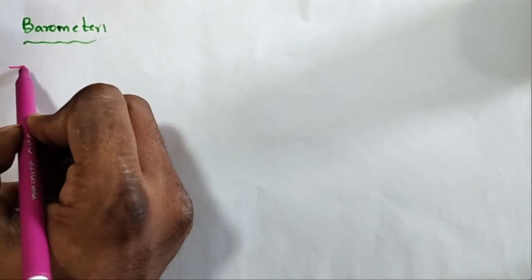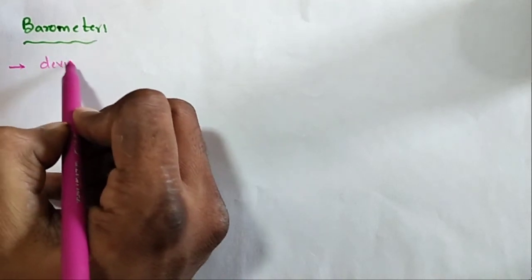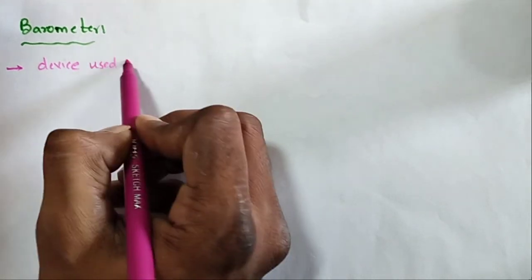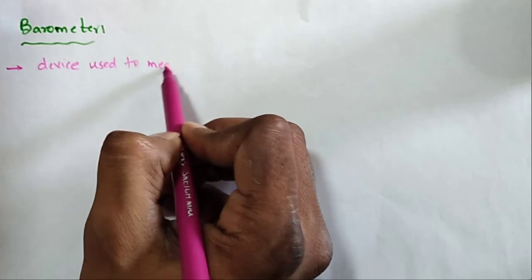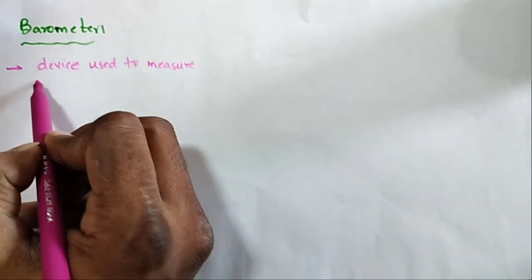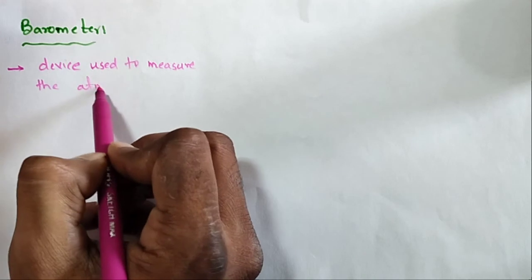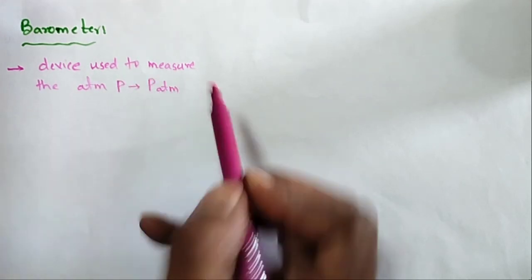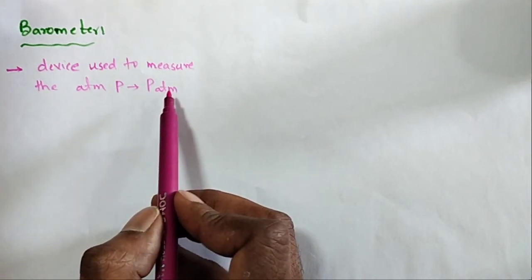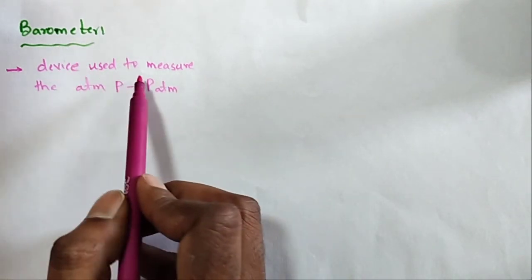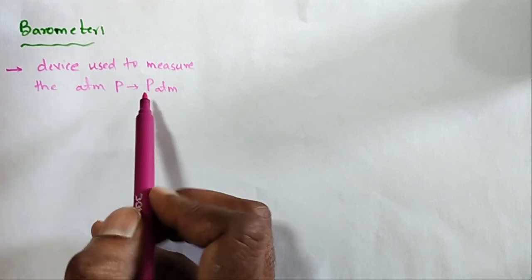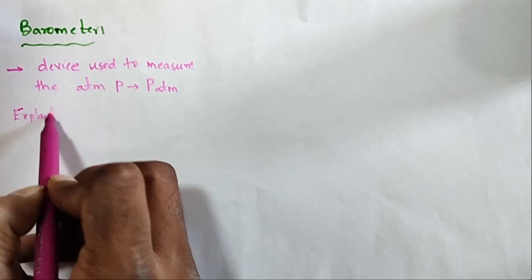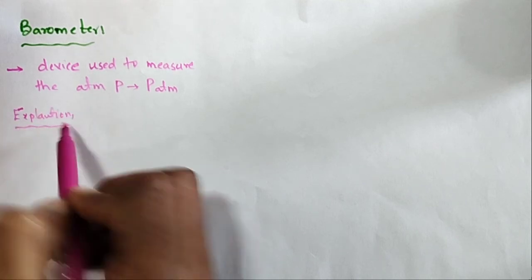A barometer is a device used to measure the atmospheric pressure. I will write PATM. PATM indicates atmospheric pressure. So this barometer is used to measure the atmospheric pressure. Here is the explanation of the barometer, how to construct it and determine the pressure.